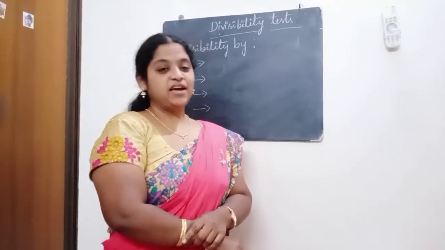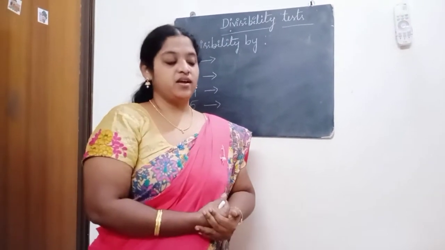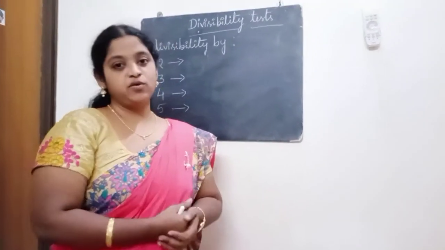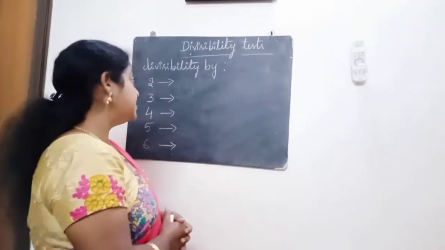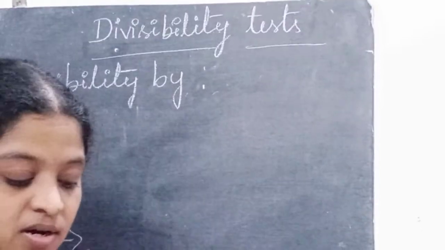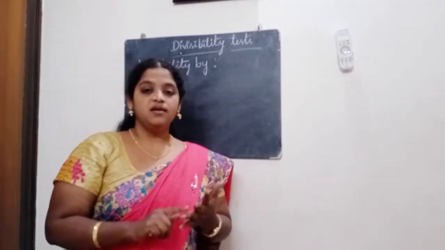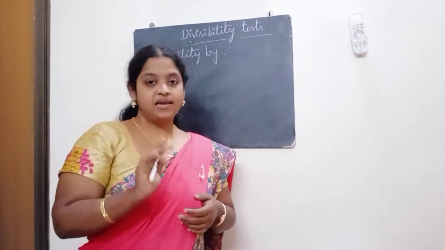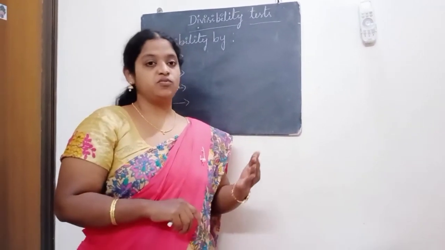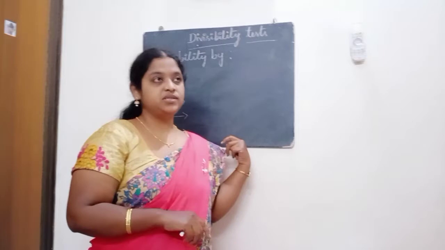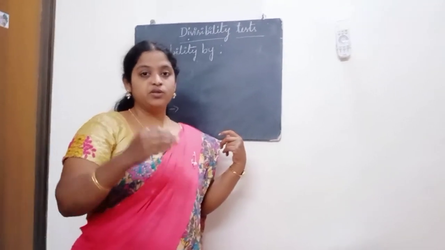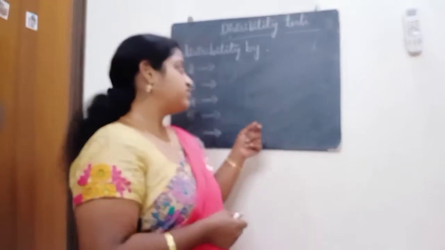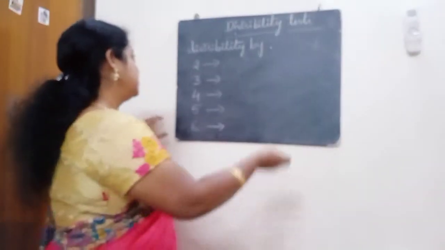Hi children, here we can see the divisibility test. Today one of the students asked about the divisibility test, so I am doing this video. Here we have a few numbers: 2, 3, 4, 5, 6, 8, 9, 10, 11. What rules do we have for these numbers, and how do we find out without doing the total division? Let's see the shortcut for that.